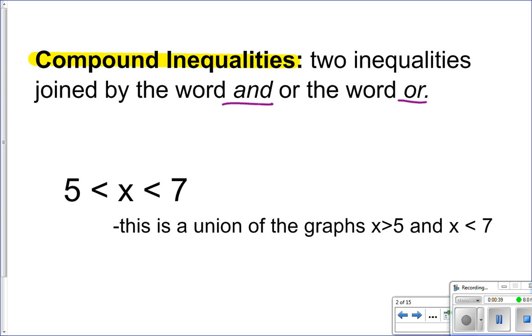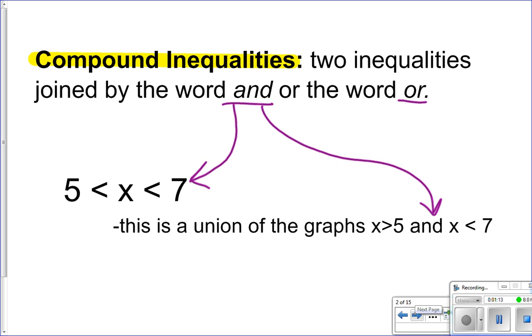So right down here I have the inequality 5 is less than x, which is less than 7. This is an example of an "and" inequality. There's two types. There's an "and" and there's an "or." What this is saying is this is the union of the graphs x is greater than 5 and x is less than 7. Notice that it's the union, the joining of two of them. X is greater than 5 and x is less than 7. Hence, this is the reason why it's an "and" inequality.